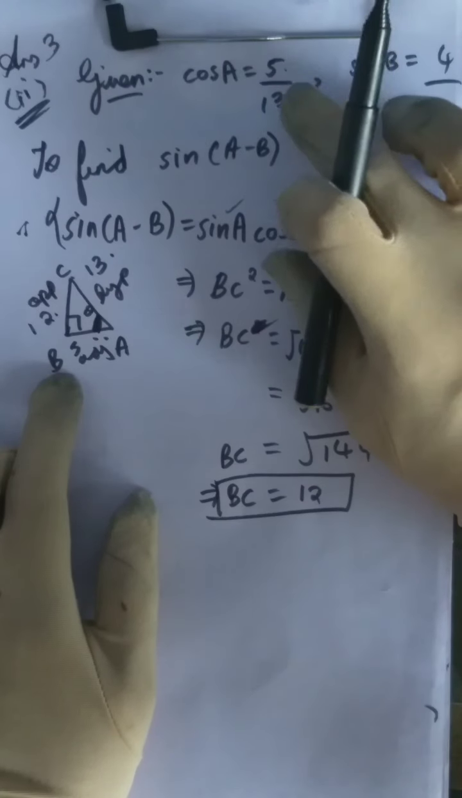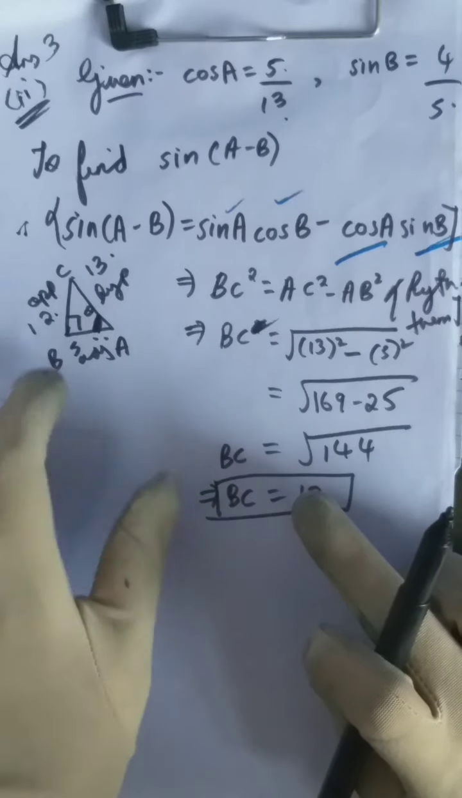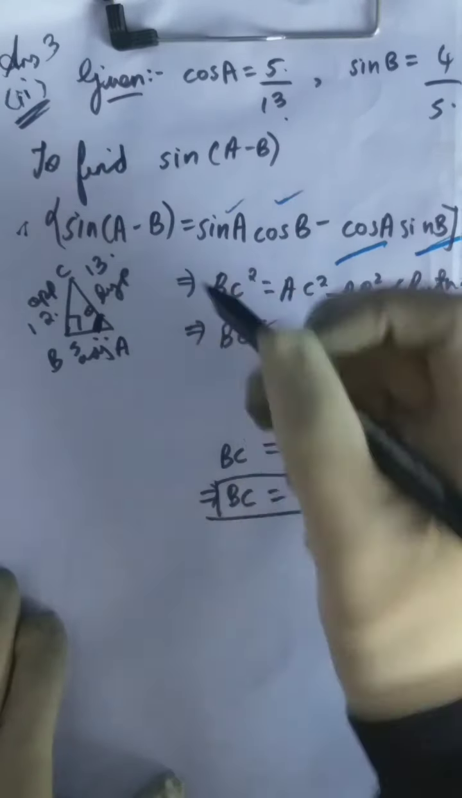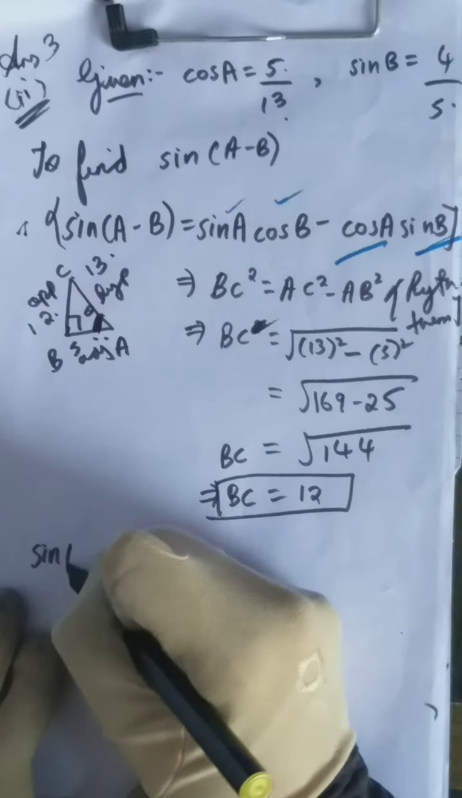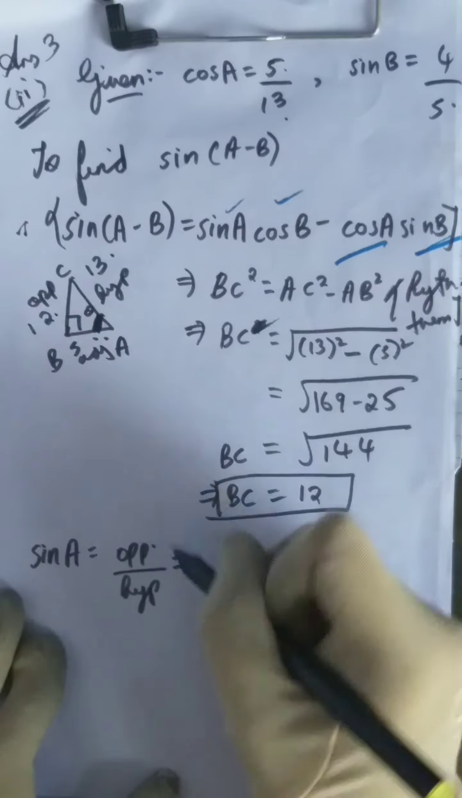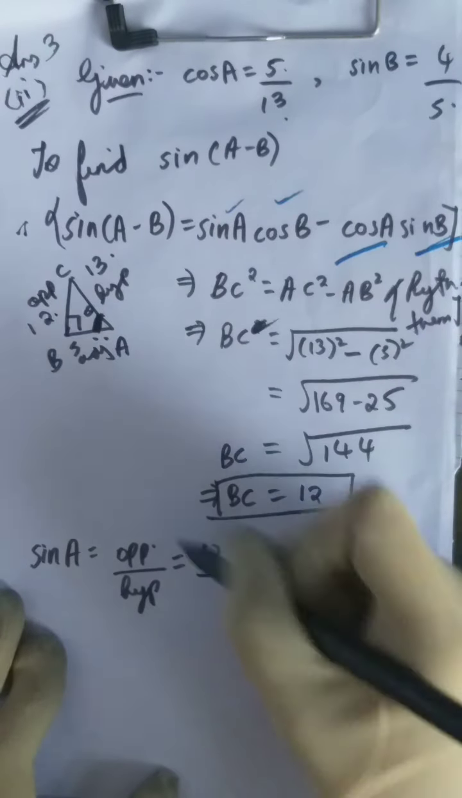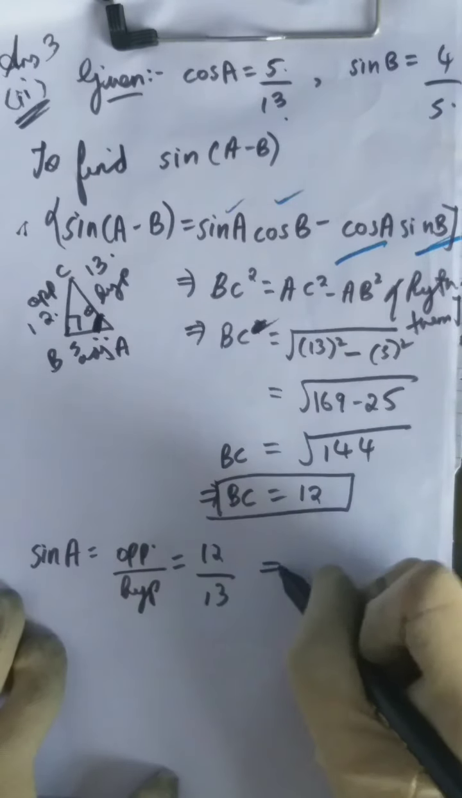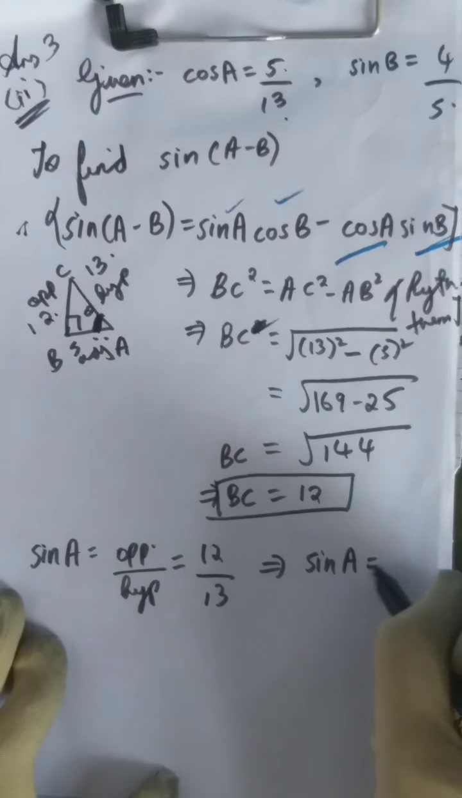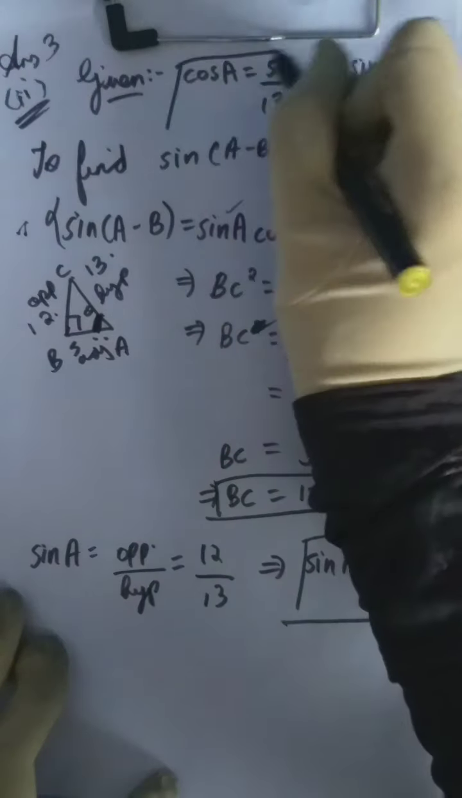It was given cos A is 5 by 13. So we can find out sin A from this triangle. This is our angle A. What is sin A from this triangle? We know sin A is equal to opposite side by hypotenuse side. What is our opposite side here? If this is my A, this opposite side is 12 and hypotenuse side is 13. So we got the value of sin A as 12 by 13. So now we know cos A, we know sin A.